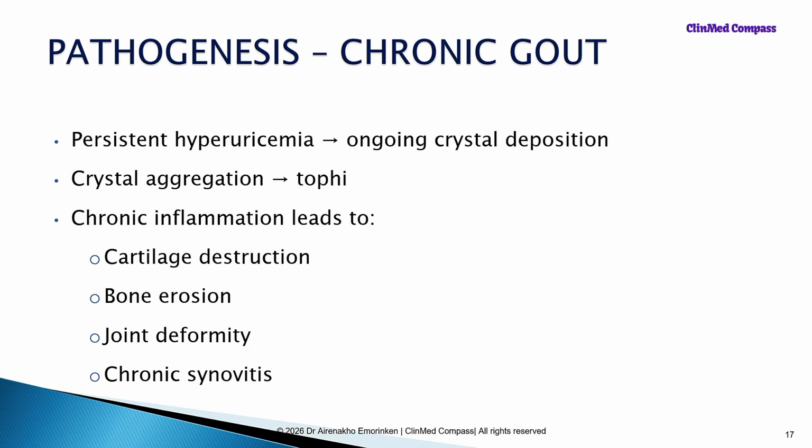If hyperuricemia persists, crystal deposition continues, and crystals aggregate and form tophi. Chronic inflammation then leads to progressive cartilage destruction, bone erosion, joint deformity, and chronic synovitis. This is the basis of chronic tophaceous gout and irreversible joint damage.